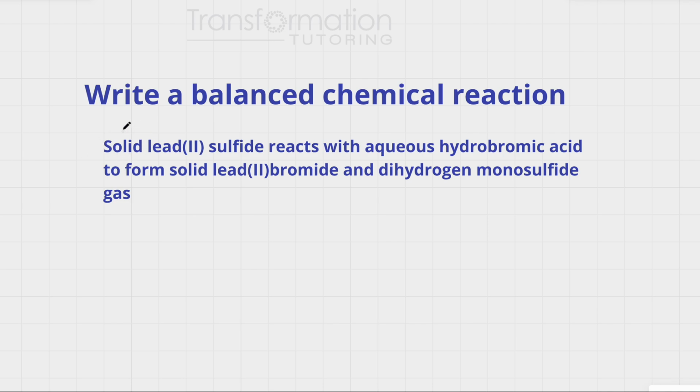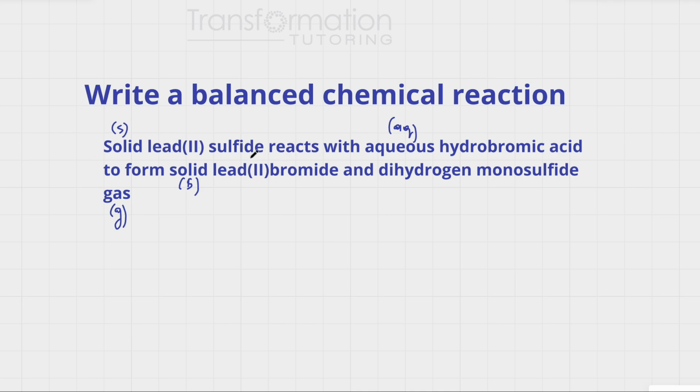Anytime we see the word solid, we put (s) in parentheses next to our compound. Aqueous means we put (aq). Solid here means (s) again. And gas means we put a little (g), signifying that the hydrogen monosulfide is gaseous. Now let's write the correct formulas for the compounds given.